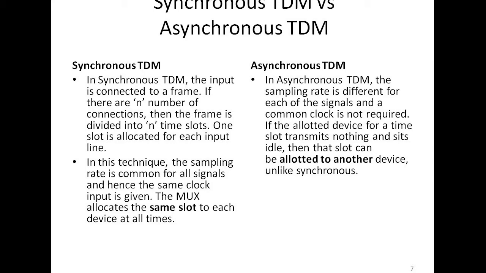But in the case of asynchronous TDM, the sampling rate is different for each of the signals and a common clock is not required. If the device allotted a time slot transmits nothing and sits idle, then the slot can be allocated to another device, unlike synchronous.